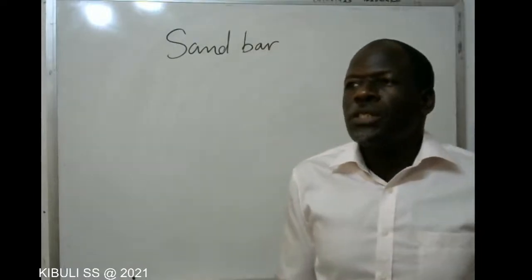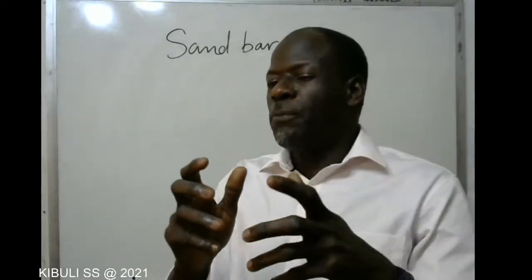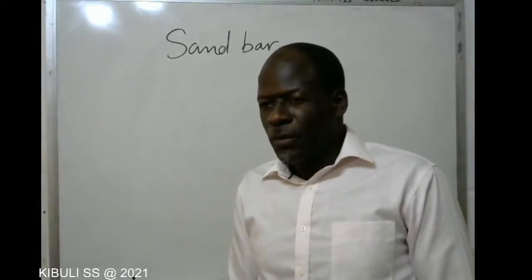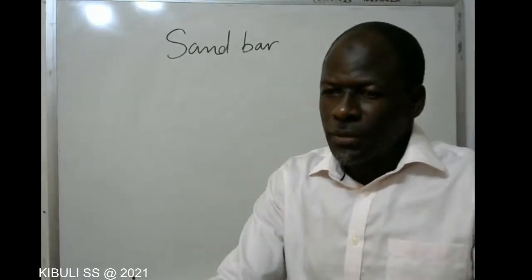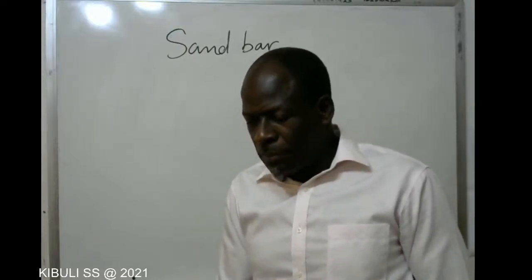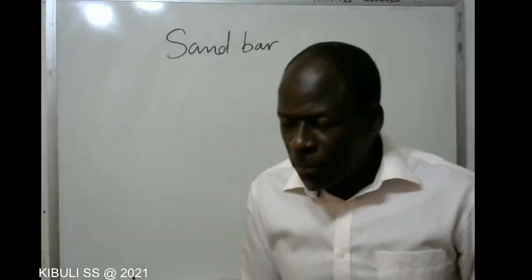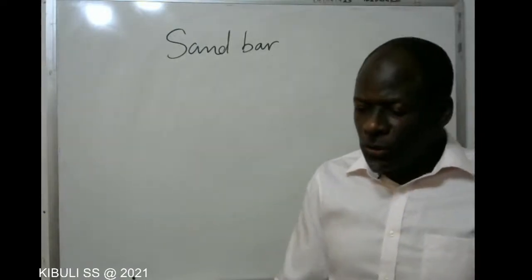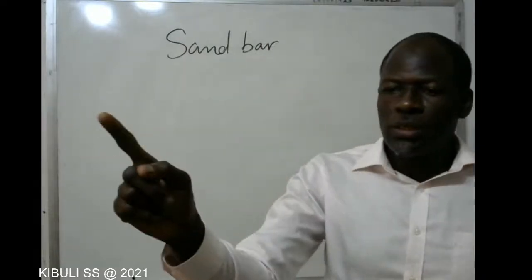So sometimes the wave is not able to bring the materials up to the coast. The strength of the wave to carry the materials up to the coast is limited by the shallow depth of the sea. So what happens is that the wave stops at some point, and therefore the materials that it was bringing will also remain at some point before reaching the coast.